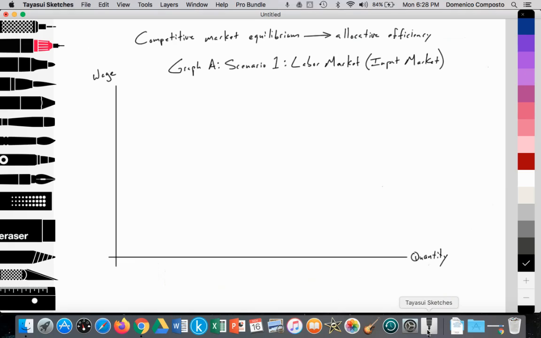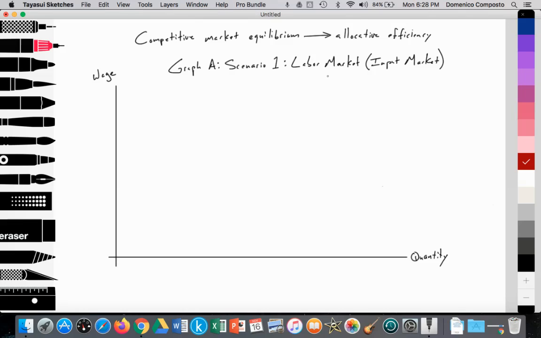Specifically, a labor market graph. And we want to highlight this concept of over and under allocation and how the market gravitates towards what is allocatively efficient. So I want to emphasize, and we're going to see this graph later in the course when we get into government intervention and price controls, but might as well be introduced to it now.